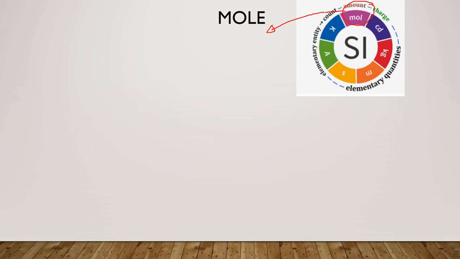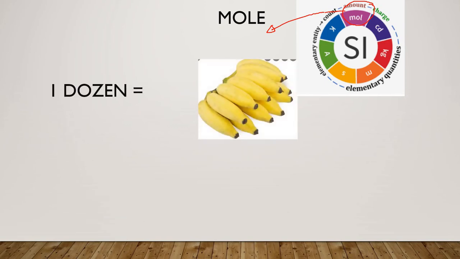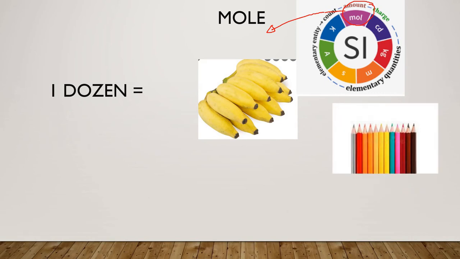Before going to that, let me ask you about what we usually see in our daily lives. If I ask you the meaning of 1 dozen bananas, you'll say 12 bananas. What is 1 dozen pencils? You'll say 12 pencils. It doesn't matter what object I'm talking about, a dozen always means a fixed number, 12 objects. Similarly, mole is a way by which you represent the number of particles. Now you got my point why I said it is the amount of substance.